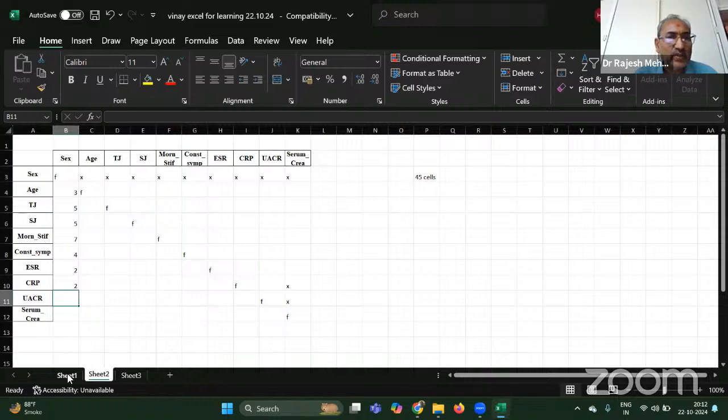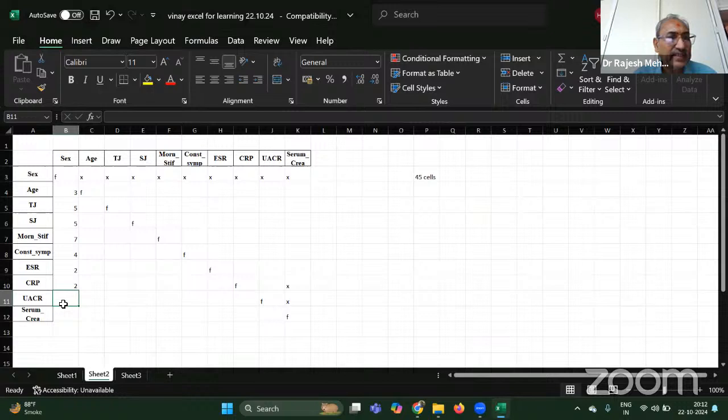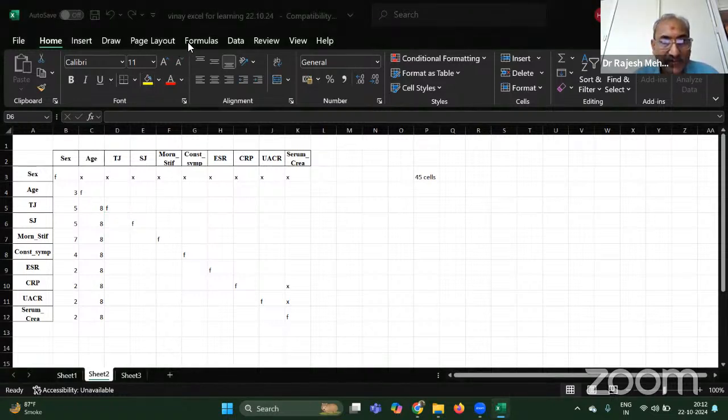And UACR, what is that? Can you tell me what is UACR? Albumin creatinine ratio. Let's say keep it as a 2. And serum creatinine also 2. This is what you compare, sex versus the rest. Now, age versus TJ, would you like to compare? Yes, for age it is very important, age wise. Then you keep it like this. Very important. So this is a scoring system to find out whether you should go for it or not for the purpose of analysis.